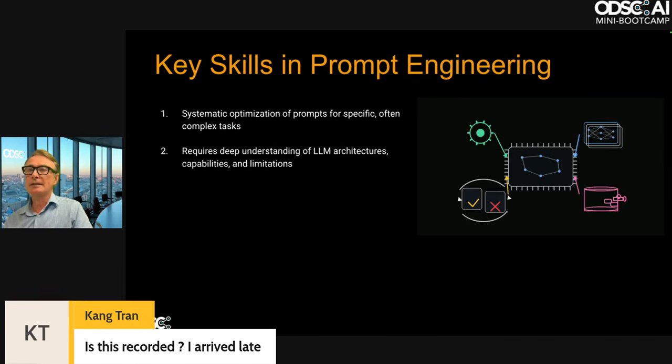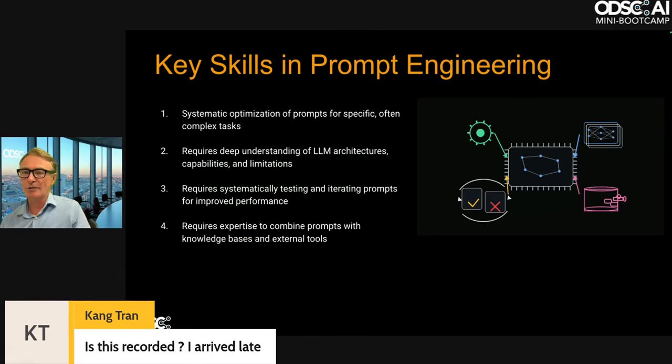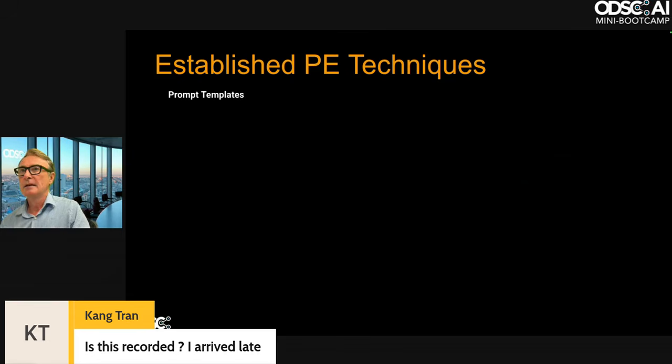So the key skills here are systematic optimization and a deep understanding of LLM architectures, which as part of this bootcamp, you will get. Testing, evaluation. Again, there's going to be a lot of testing and evaluation at ODSC West, and a lot of those courses will be online as well. So even if you don't attend all of them, you'll be able to get those. And then you want to be able to combine basic prompts with knowledge-based and external tools such as RAG and things like that. All right.